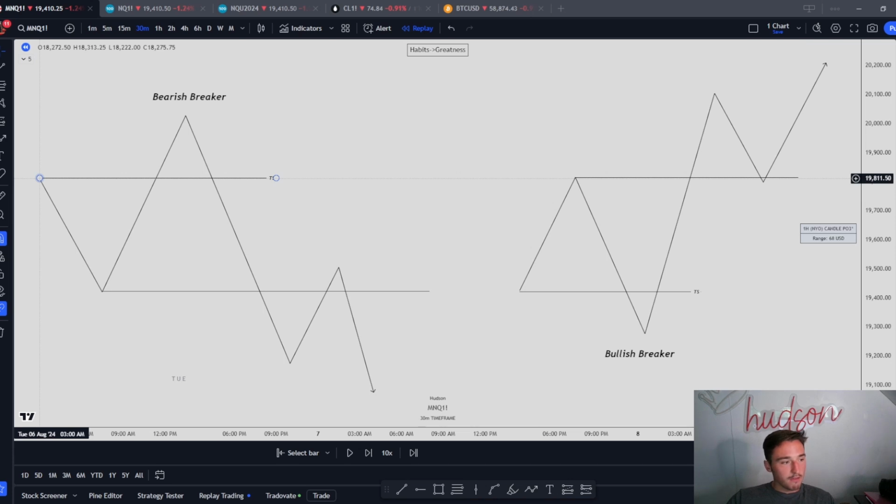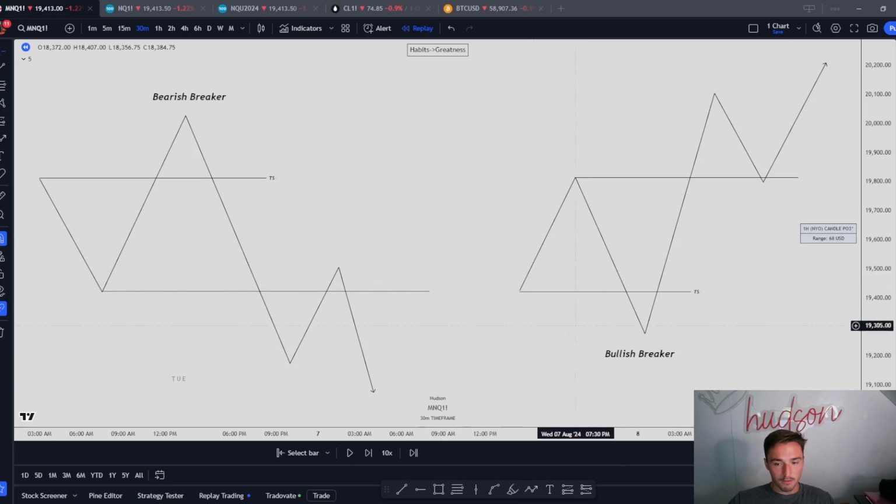So the formation of a breaker on a bearish breaker would be a high, a low, a higher high, and then we slam down through this low. And then these down close candles become your bearish breaker, right? And then we come up, tap it, and continue, right?